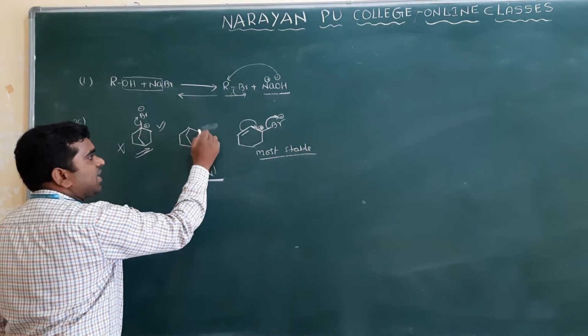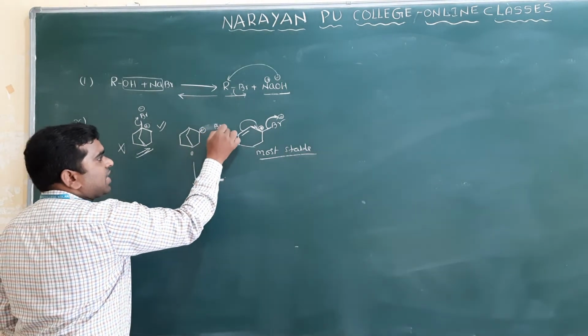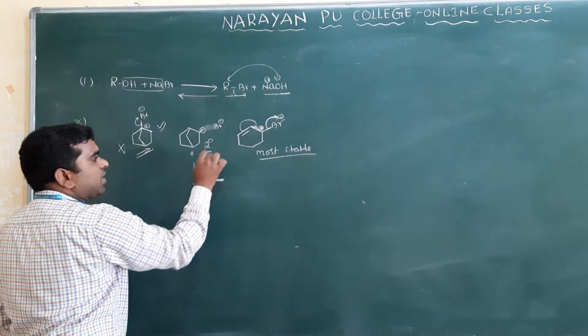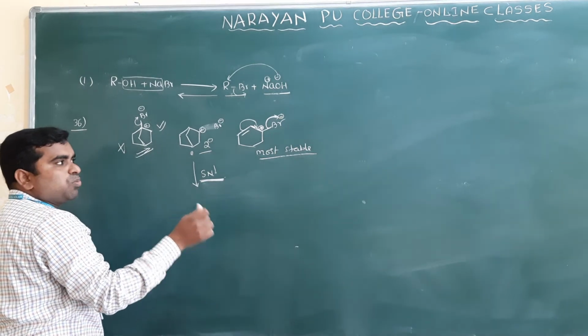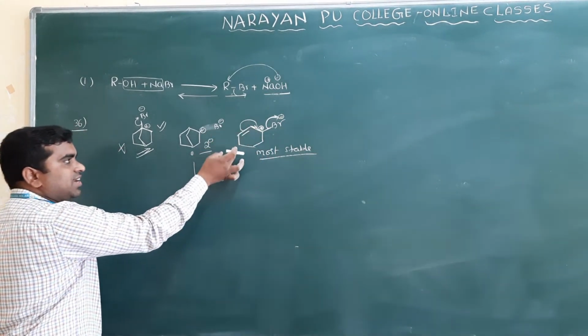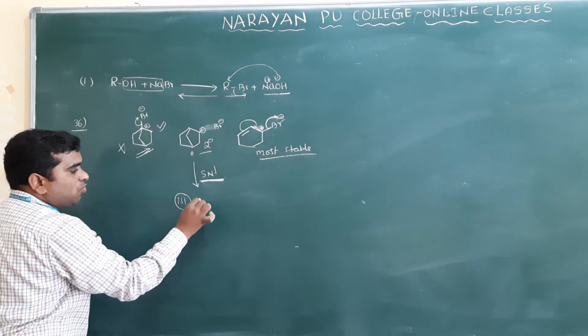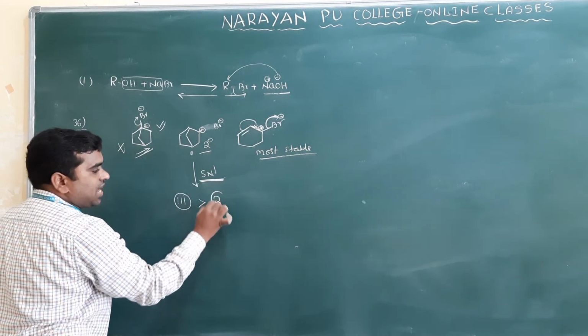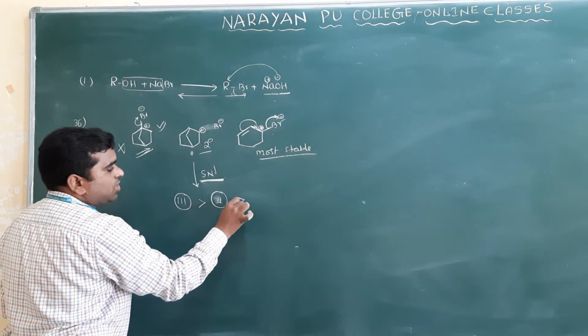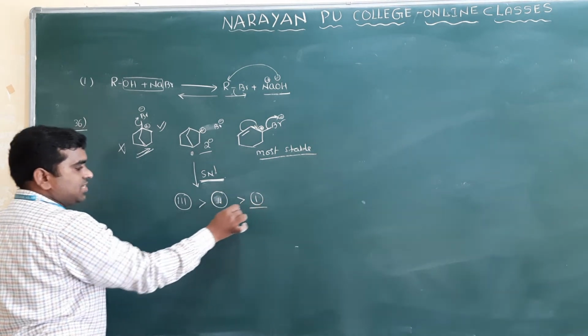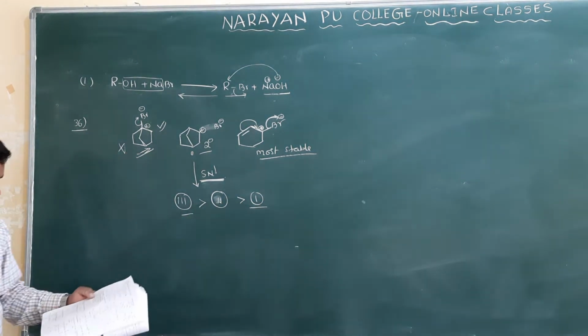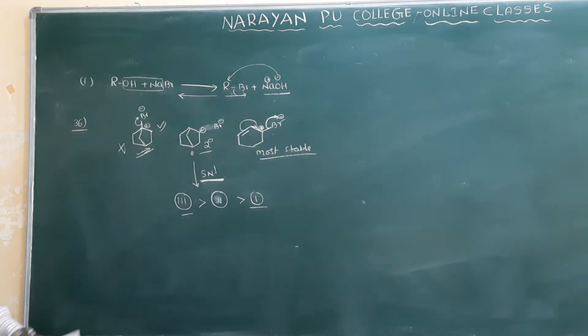Next one, what is it? Bromine leaves here, then which carbocation will you get? Secondary carbocation. You know which carbocation is most stable first? Allylic carbocation, then tertiary, then secondary. So that's why the third one will be involved in the SN1 reaction very fast, after that the second one, and the least reactive is the first one. Clear? So option 2 is the correct one.